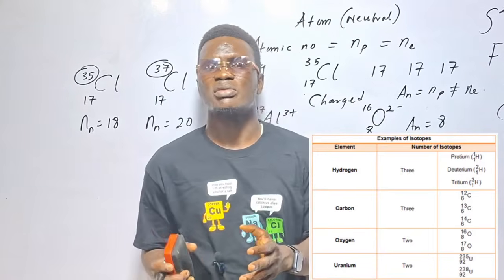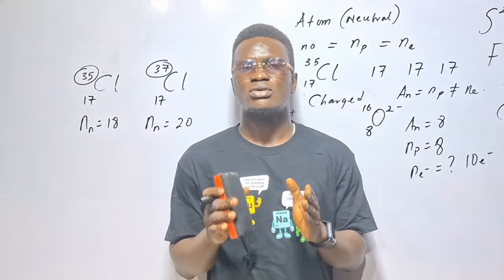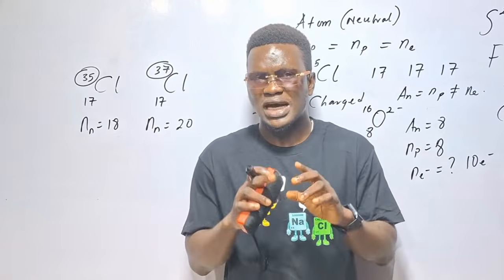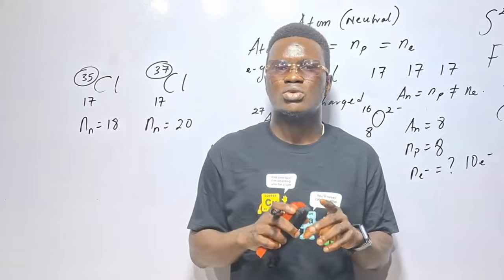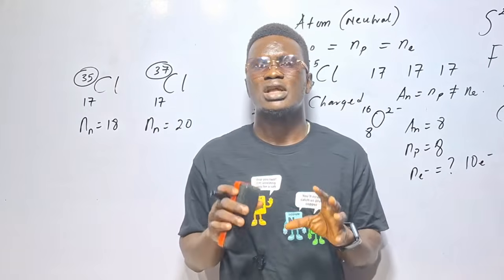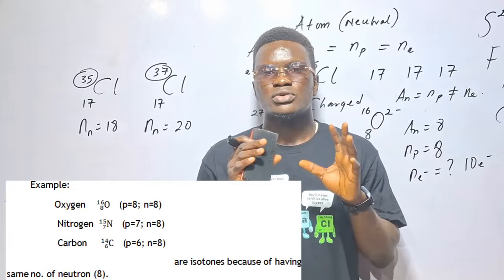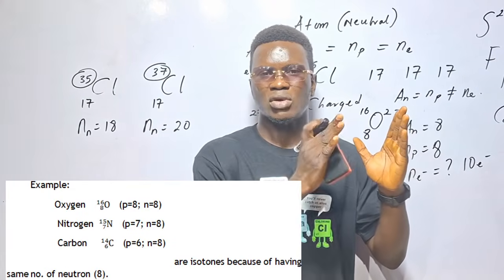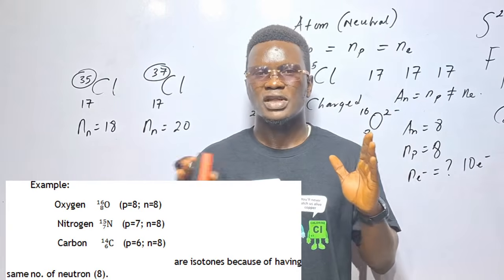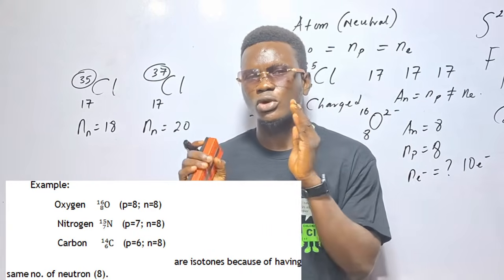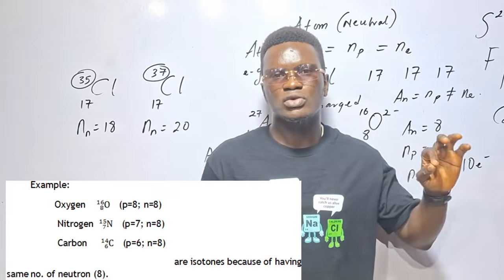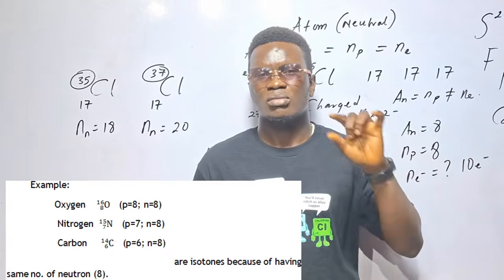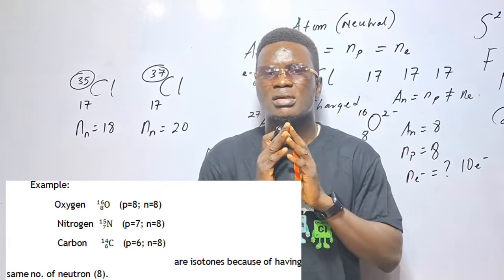So let's look at what we mean by isotones. Isotones are nuclides of different elements with the same number of neutrons. Isotones, same neutrons. So when they have the same number of neutrons, you call them isotones. So look at examples of carbon 14, nitrogen 15, and oxygen 16. Determine their number of neutrons. You will see that all of them we have number of neutrons to be equal to 8. So they have the same number of neutrons, but they are different elements with different masses, with different atomic number, but their number of neutrons is the same. So we call them isotones.